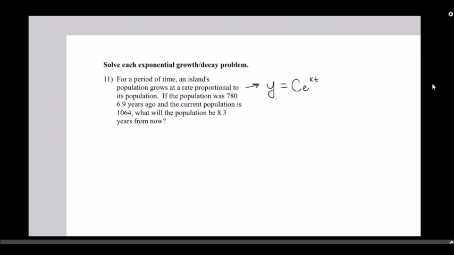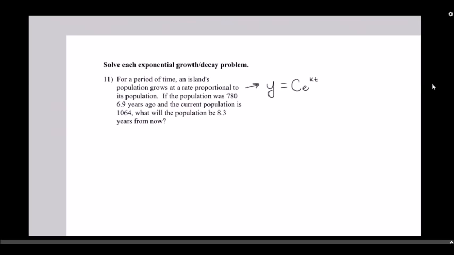So the question in here, number 11, what will the population 8.3 years from now be? That's a future amount, so we're solving for the variable y. If that's the case, we need to be given an initial amount and a growth rate and a measure of time. We have to have all three of these variables in order to solve for y. Well, we have several statements for time, 6.9 years ago or 8.3 years from now. There's no mention of any kind of growth rate for k. So that's our first task, is to solve for k.